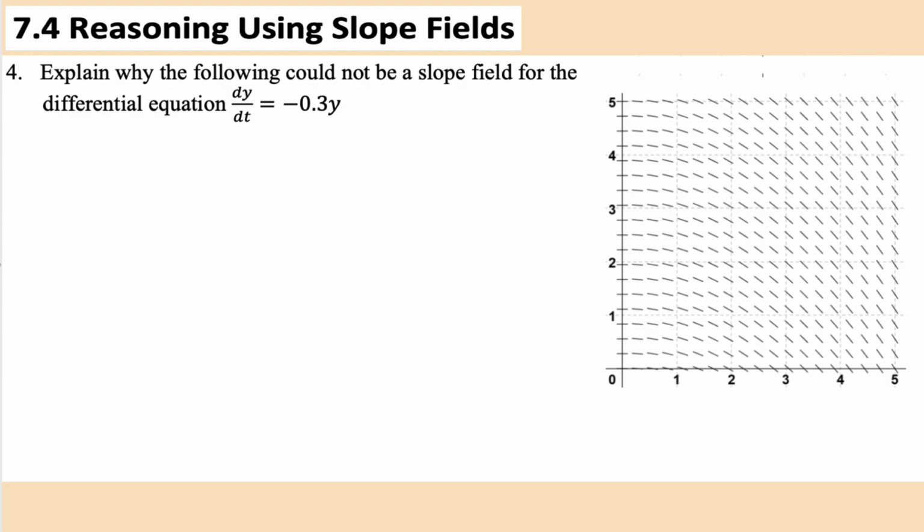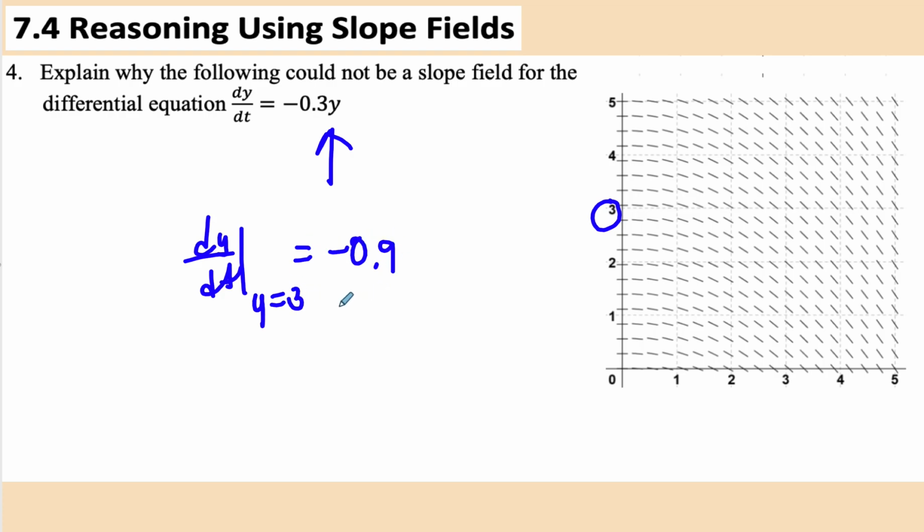Okay, let's explain why this is not the slope field for this. All right, now it looks like the slope field relies only on the y coordinate. And when it relies only on the y coordinate, that means, say if y is equal to 3, then just putting the number 3, dy dt when y is equal to 3 will be equal to -0.9. That means it doesn't matter what the x is, as long as y is equal to 3.